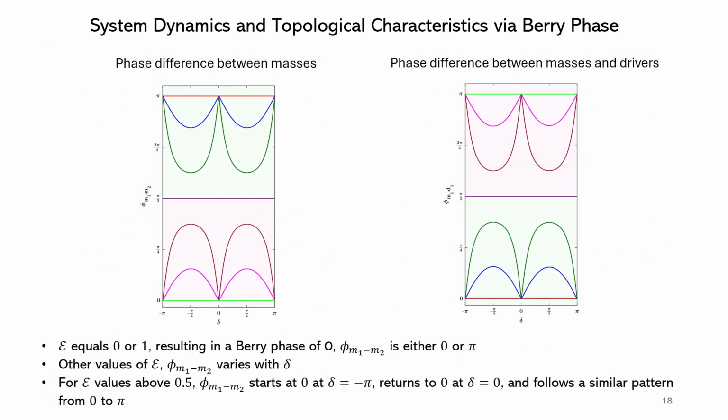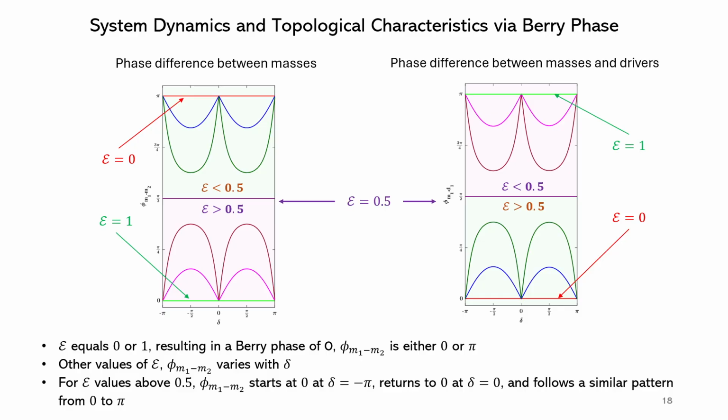And what about the phase difference of the two masses, and of one of the masses with the driver? We can see a topological transition point here, as the phase difference between the masses is the reverse of the phase difference between the mass and driver. So at 0.5 there is a topological transition point occurring.